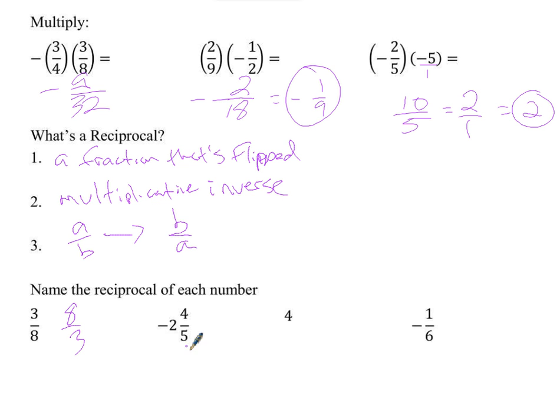I have to turn this then into an improper fraction. How do I do that? Take the denominator times the number out front. 5 times 2 is 10. And then I add the numerator, so 10 plus 4 is 14. The sign has nothing to do with converting into a mixed number. So this is negative 14/5. Now when I take the reciprocal, what do I get?